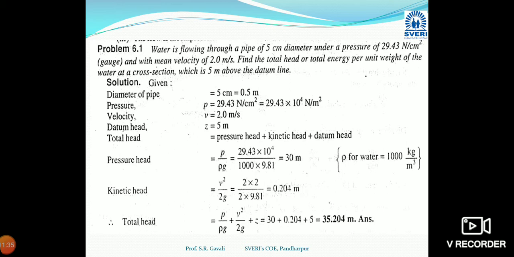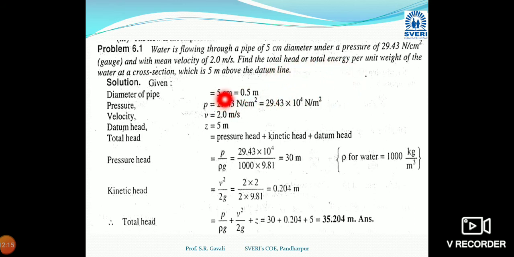So here the examples are there. Let us consider one example. Water is flowing through a pipe of 5 centimeter diameter under a pressure of 29.43 Newton per centimeter square gauge pressure and mean velocity 2 meter per second. So v1 is given, p is equal to 29.43. So we convert into SI unit, 29.43 into 10 raised to 4 Newton per meter square. Diameter is given, d is equal to 0.5 meter, 0.5 centimeter. So it may be 50 centimeter, not 5 centimeter. So therefore 0.5 meter.